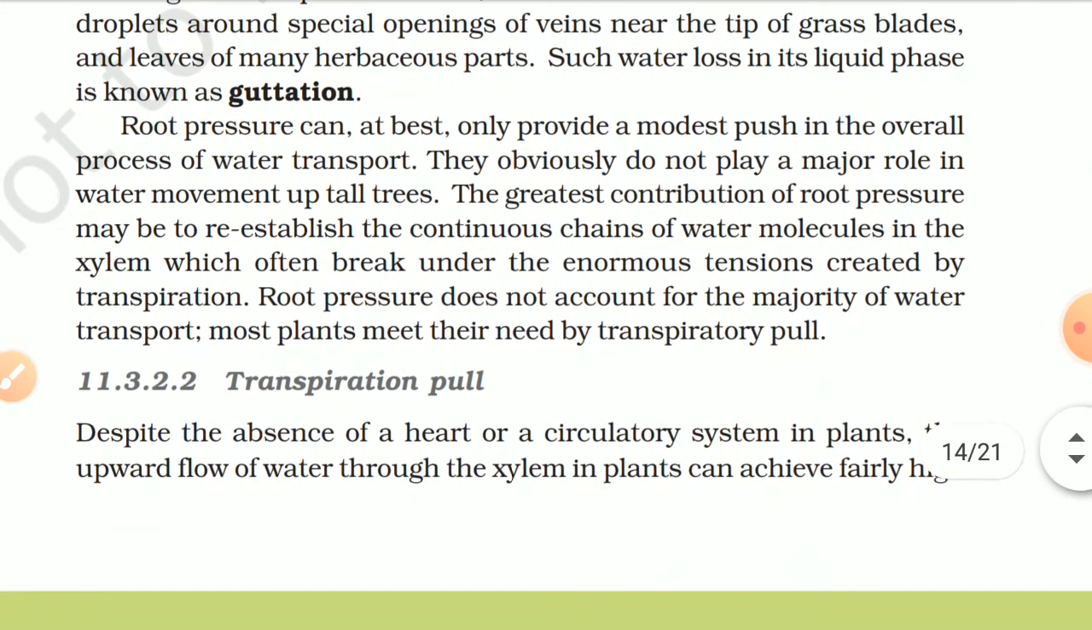Root pressure can at best only provide a modest push in the overall process of water transport. It obviously does not play a major role in water movement of tall trees. The greatest contribution of root pressure may be to re-establish the continuous chain of water molecules in the xylem, which often break under the enormous tension created by transpiration. Root pressure does not account for the majority of water transport. Most plants meet their need by transpirational pull.